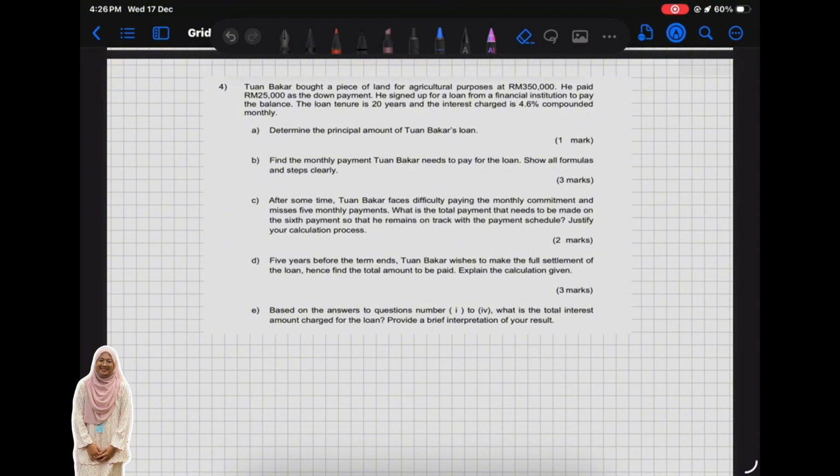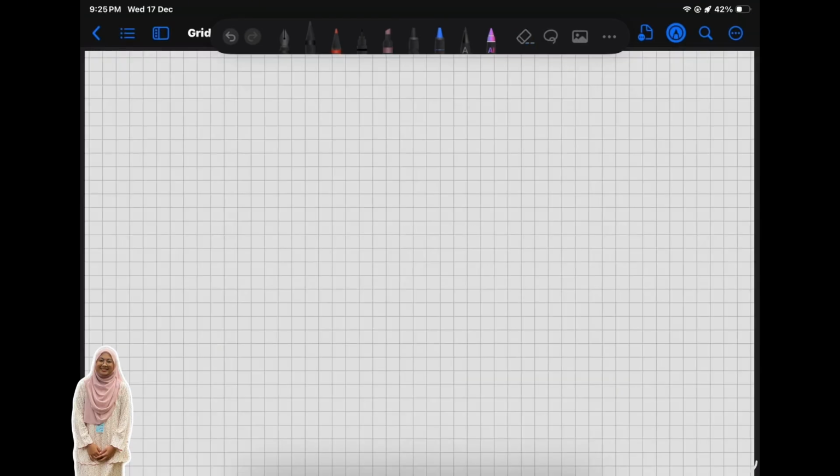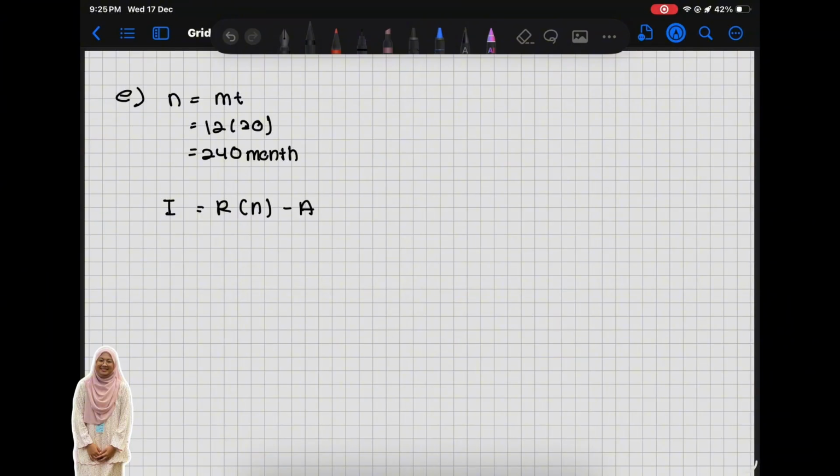The last question is E. Based on the answer to question number A to D, what is the total interest amount charged for the loan? Provide a brief interpretation of your result. For this question, we are required to find the total interest charged for the loan over the entire loan period. The total number of payments made is N. N is equal to 12 times 20. N is equal to 240 months. We need to find I. I is equal to R times N minus A.